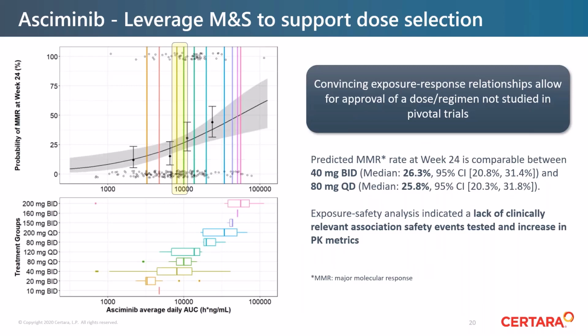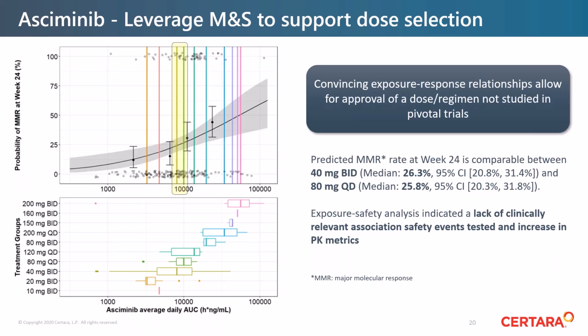They actually leveraged modeling and simulation, and especially exposure response, to get a new dosing regimen approved without testing it in a confirmatory trial. They leveraged first the exposure efficacy relationship, and were able to generate the predicted MMR rate at week 24 for both regimens. And you see here that the MMR rate is very similar between 40 milligram BID and 80 milligram QD, 26.3% versus 25.8%.